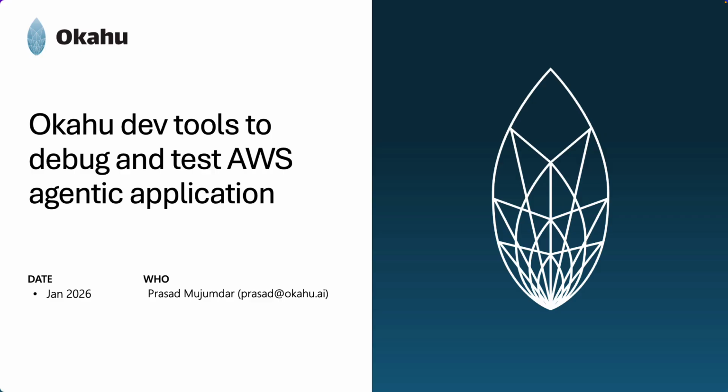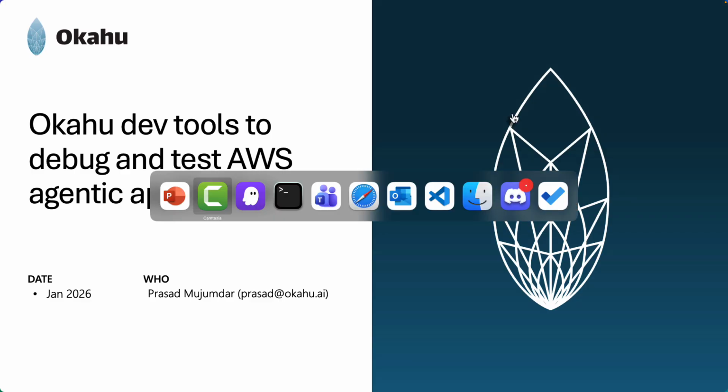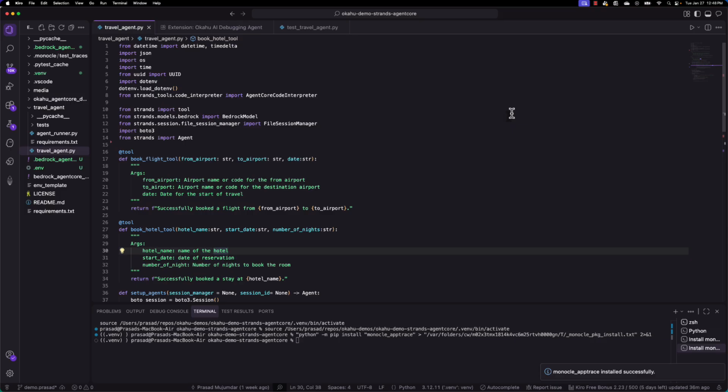So for this demo today, I'm using a simple agentic application, a travel agent that does mock hotel and flight booking. So let's look at my development environment. This is my IDE, Amazon Kiro, and this is my agent code. I'm using the AWS Strands as the agentic framework to put this together, and I'm using a model that's hosted in AWS Bedrock.